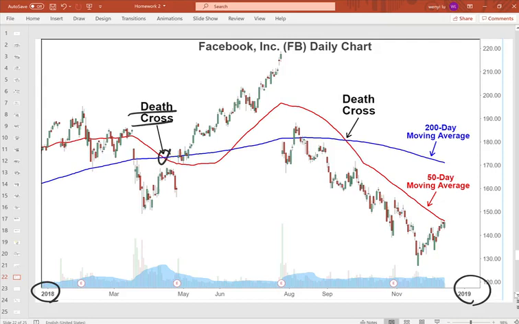That means our price will show a downward trend. The price is going downward until the short-term moving average crosses the long-term moving average and goes above it. So this one is a golden cross, which means the Facebook price will possibly show a rally.